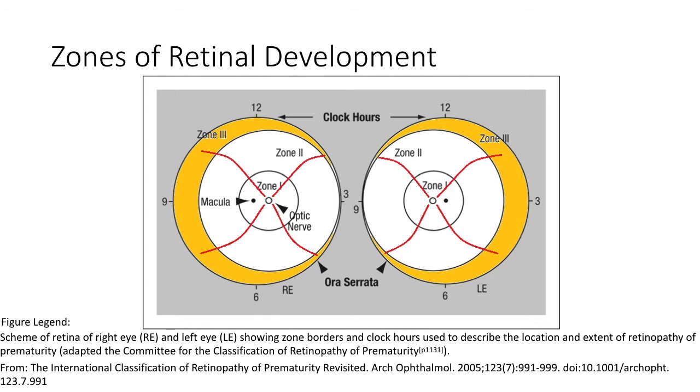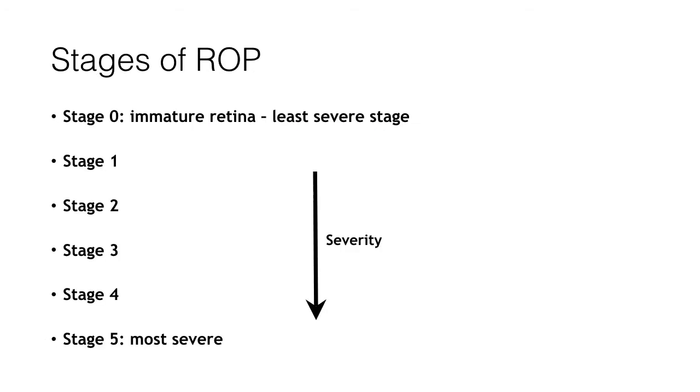Once the retinal blood vessels have grown to the edge of Zone 3, they are finished growing, and the retina is considered to be fully developed. If ROP is present, the ophthalmologist will describe the severity of ROP as the stage of ROP. There are 5 stages of ROP. Stage 0 is the most mild, and Stage 5 is the most severe.